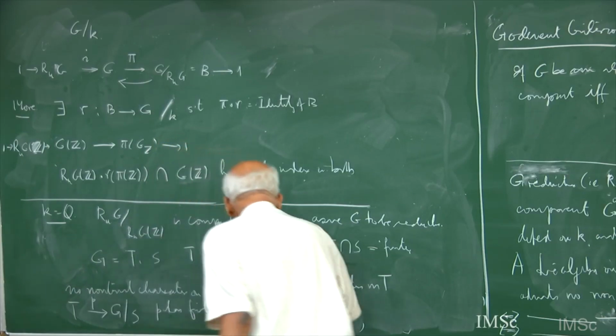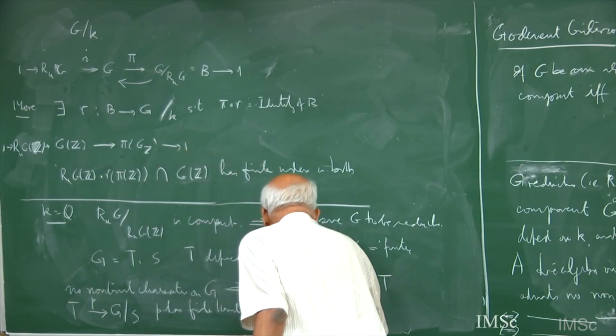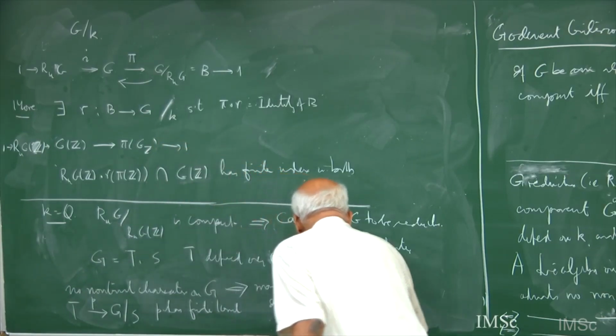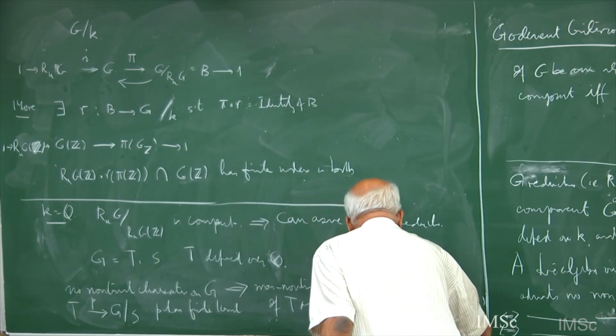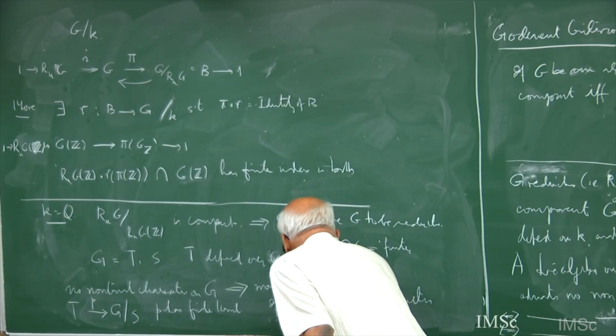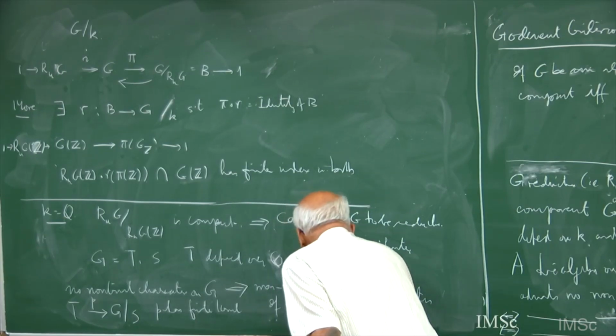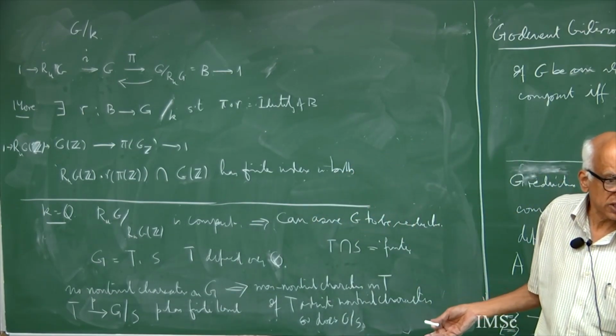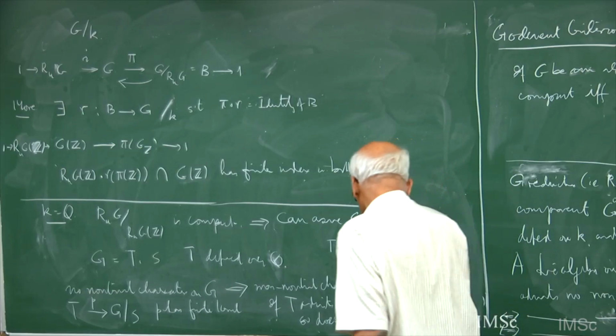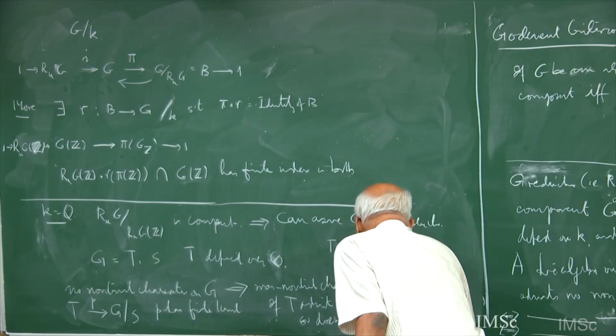If T admits non-trivial characters, so does G by S. But G by S admitting non-trivial characters implies G admits non-trivial characters.